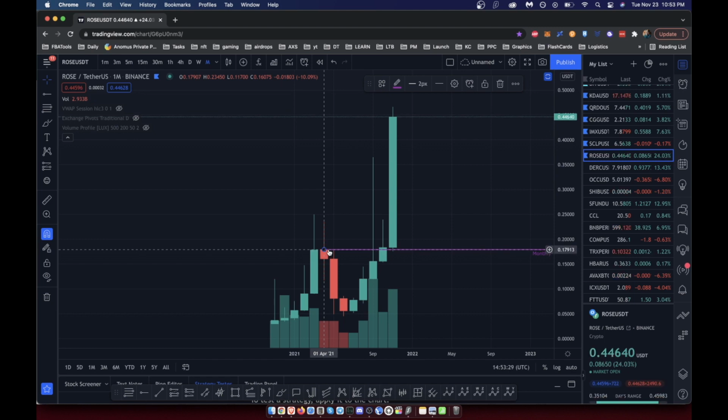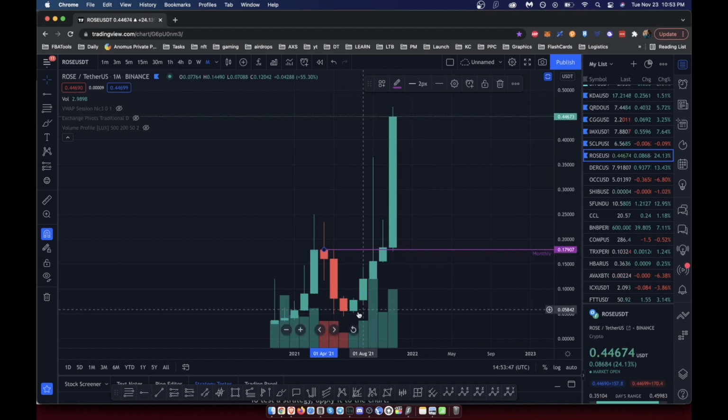This is a strong level of support or resistance. Right now, if we came all the way down, this would hold really strongly. So this would just be an area that price would be remembered at for a very long time.